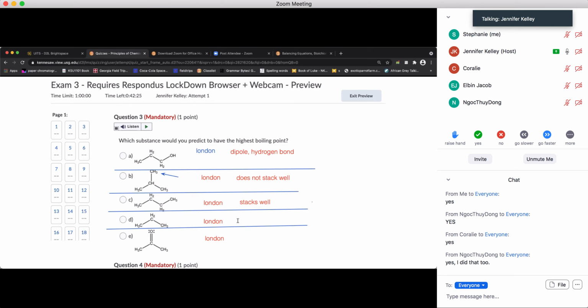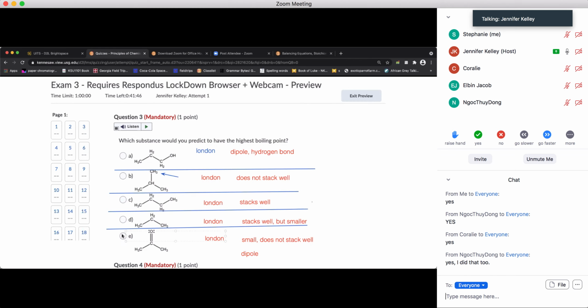All right. And then the next one stacks well, but it's smaller. All right. And then this one right here is small, does not stack well, and it has a dipole. Technically it's dipole, but I'm just being lazy. So we're looking for something that's big and polar. So E is polar, but it's not big.